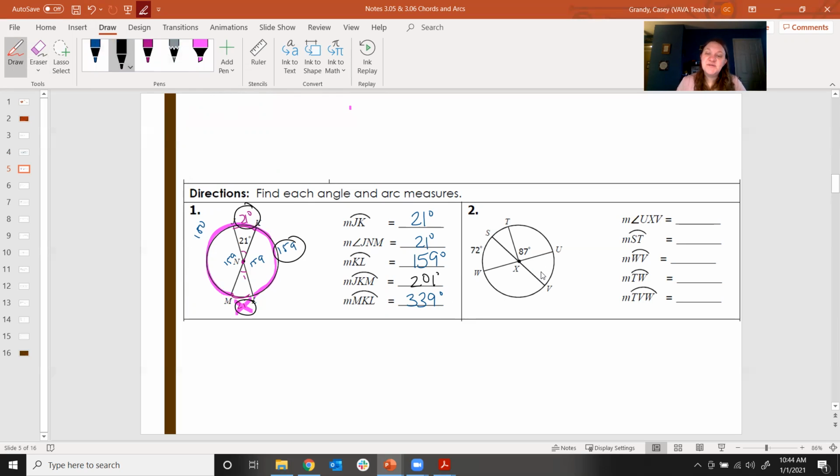All right, let's see what you can do with number 2. Try number 2. See if you can find any semicircles. See if you can find any central angles. See what you can come up with. We'll go over it in just a moment.